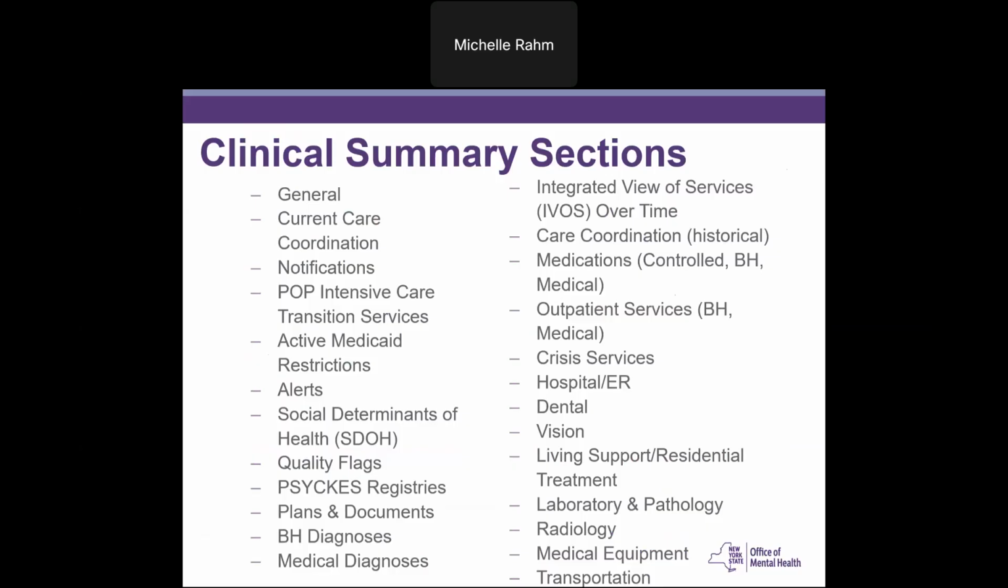We also have care coordination, a historical section, medications, outpatient services, a newer section for crisis services. We have hospital ER information, dental, vision, living support residential, lab and pathology, radiology, medical equipment, and transportation. So as you can see, we have a lot of information feeding into that client level view, and we'll go through most of these sections today.